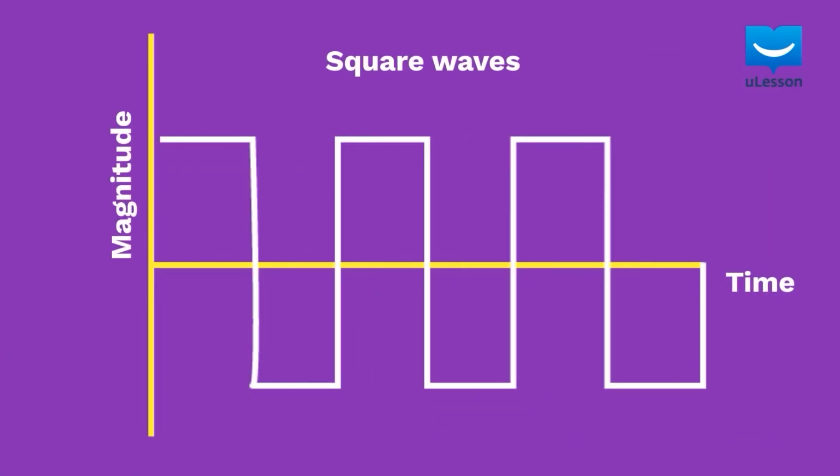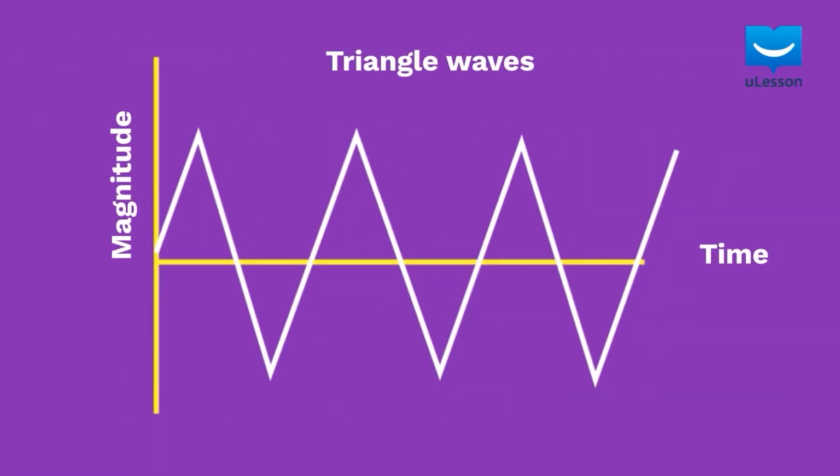AC can also be represented by square waves and triangle waves. Square waves are usually seen in digital and switching electronics to test their operation, while triangle waves are usually found in sound synthesis, that is, the artificial production of sounds.